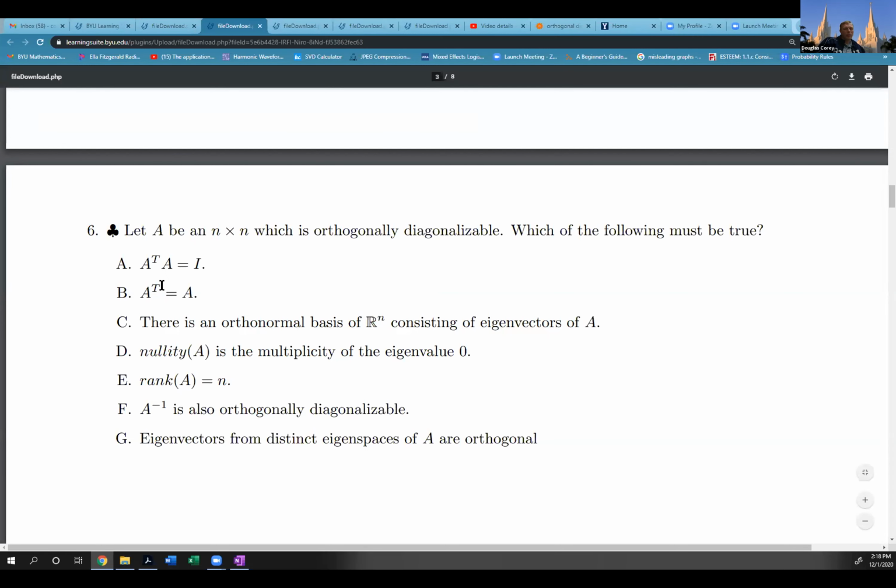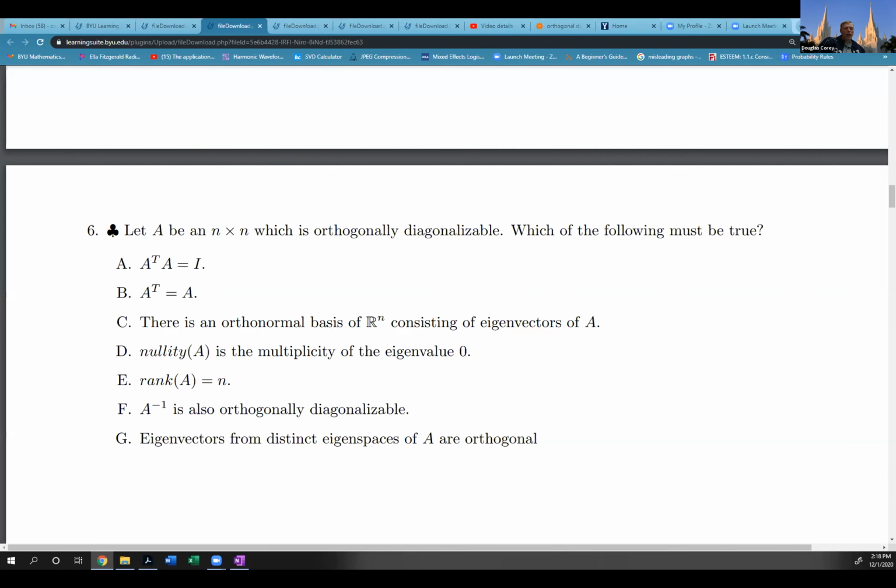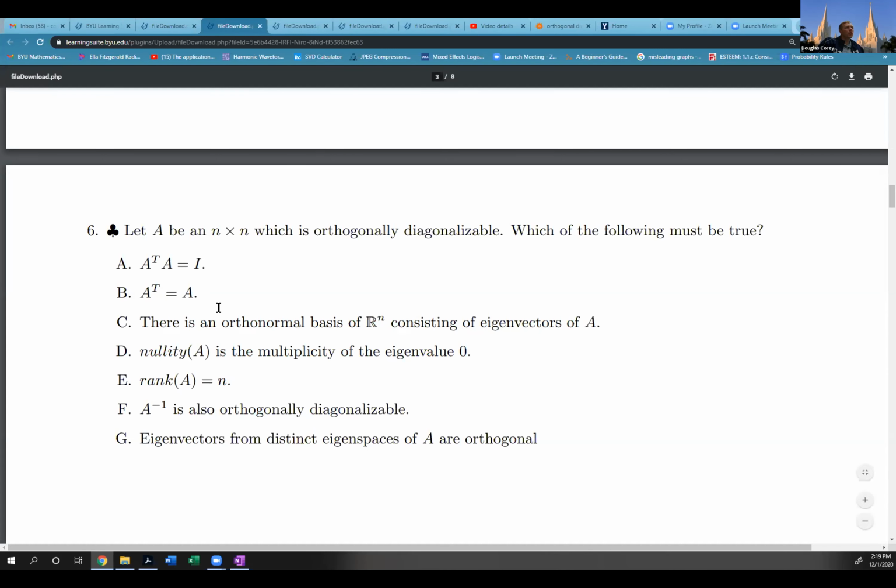So how about B? Let's do a poll again. Does A transpose equal A? So go ahead and do yes or no. Okay, we've got about 10 people responding. Almost everyone says it's true. That is correct, because A transpose equals A is the definition of a symmetric matrix. And the spectral theorem says that if A is symmetric, it's orthogonally diagonalizable. And if A is orthogonally diagonalizable, then A is symmetric, as long as it's a real matrix, which we've only been working with real matrices in this class. So B would be true.